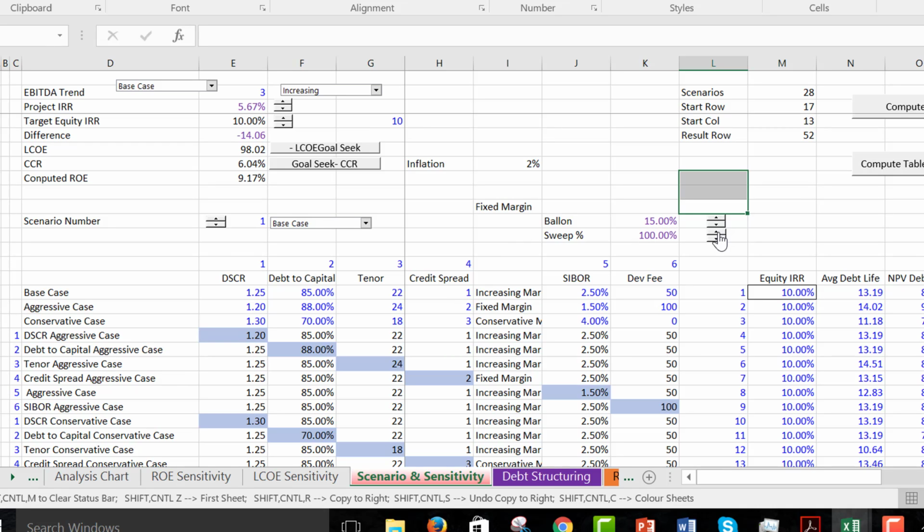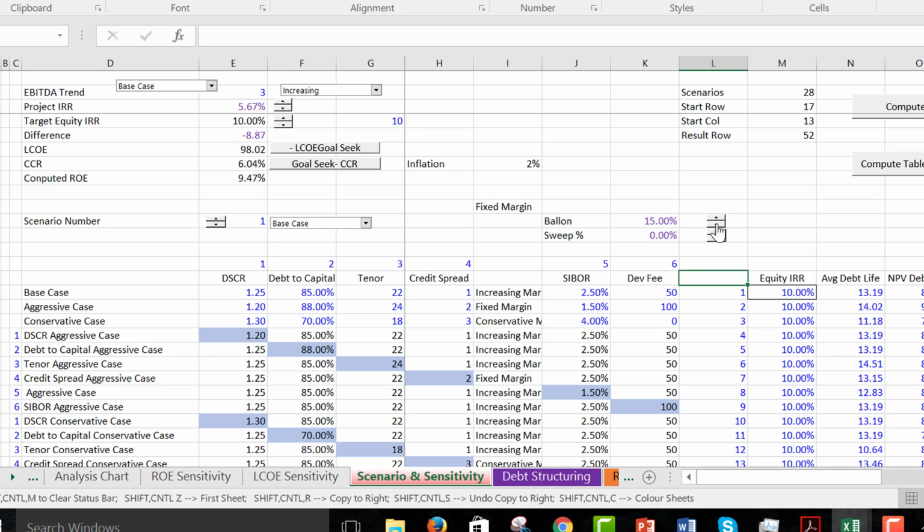So let's do 3 scenarios. We have 9.17 IRR, 9.47 if we had no balloon at all. Whoops, the wrong way. If we had no balloon at all, we'd have 8.10. All right, so the sweep hurts it a little bit, but the balloon is still better than no balloon without a sweep payment.